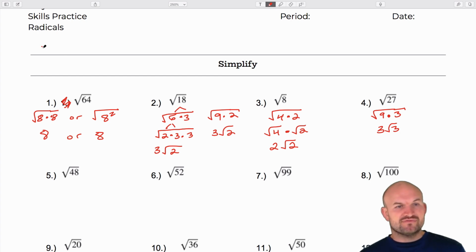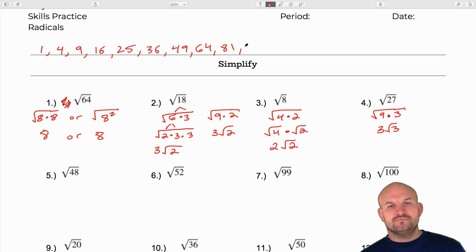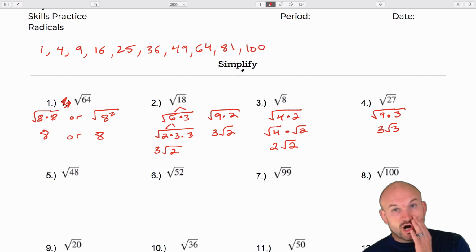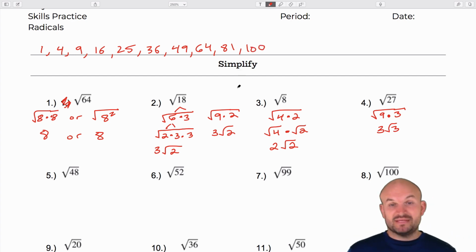So we have obviously 1, but 1's not really going to help us out. We have 4, 9, 16, 25, 36, 49, 64, 81, and 100. So all the problems we're doing are going to be less than 100. So I'm going to look for all of them that are divisible by one of these numbers.